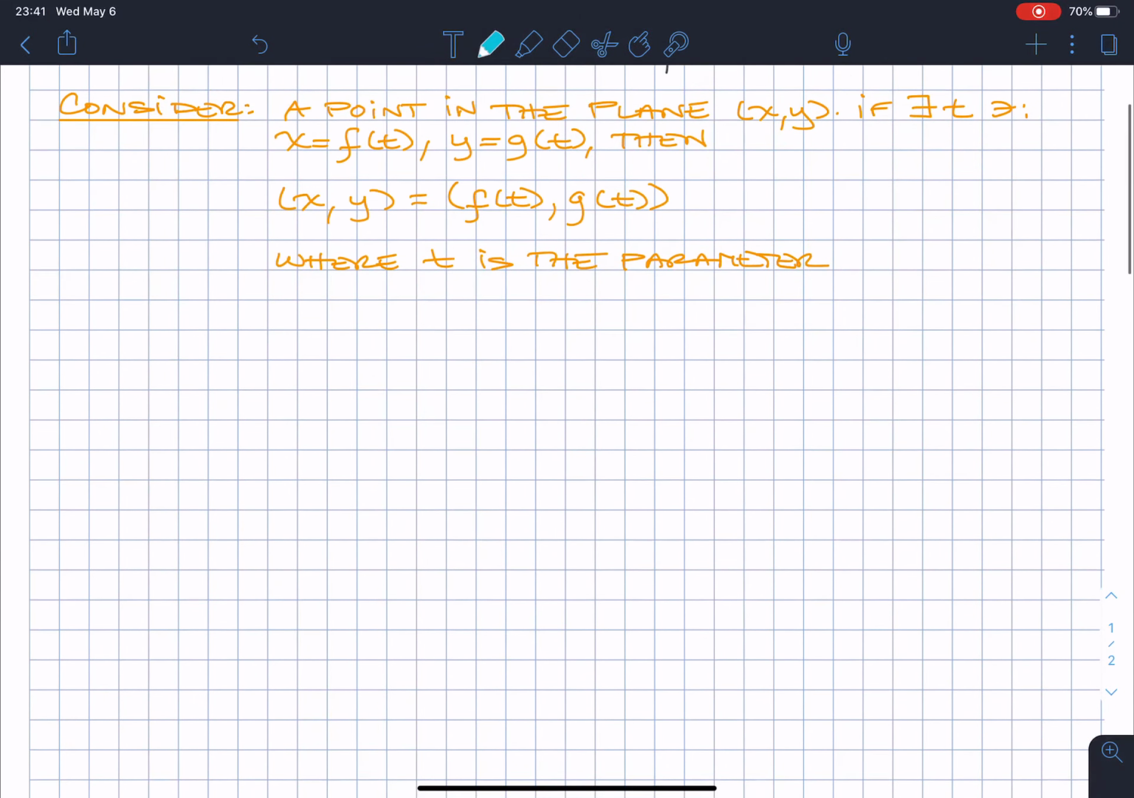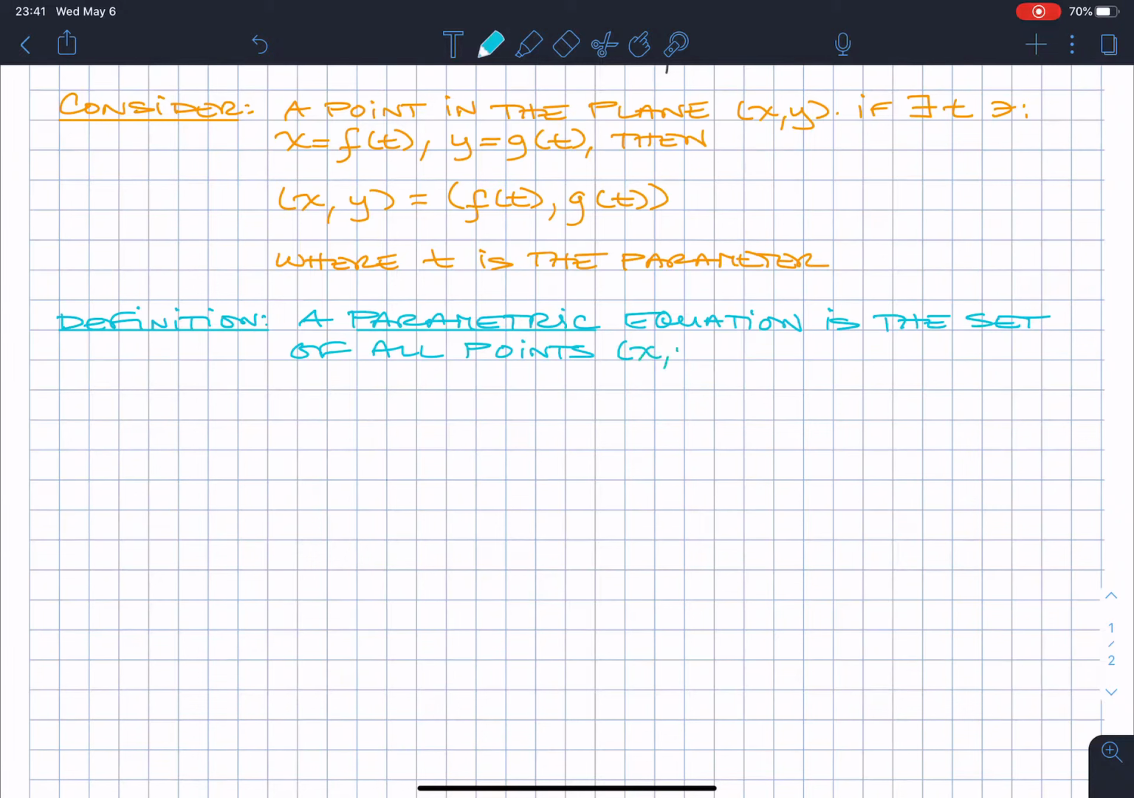Okay, so for a definition, a parametric equation is the set of all points x comma y, where both x and y are functions of the parameter t.